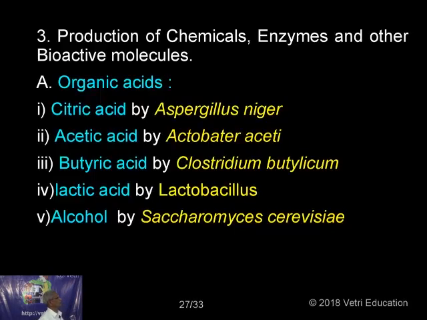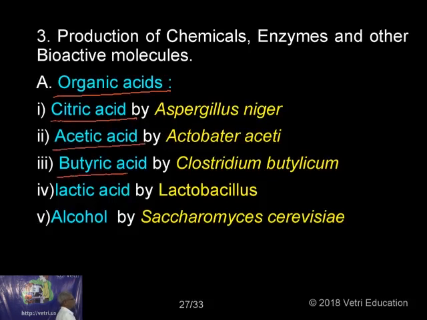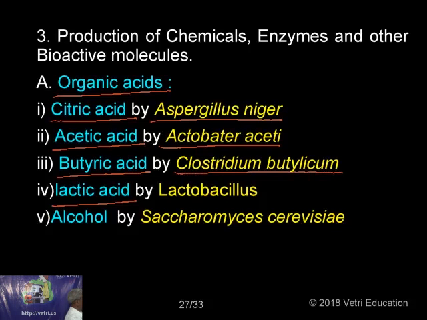Now we are coming to the third aspect, the production of chemicals, enzymes, and other bioactive molecules from different microbes. These chemicals, I have once again divided into different categories, organic acids. In organic acids, we have citric acid, acetic acid, butyric acid, and lactic acid. Citric acid is taken from Aspergillus niger. Acetic acid from Acetobacter aceti. Butyric acid from Clostridium butylicum. And lactic acid from Lactobacillus.